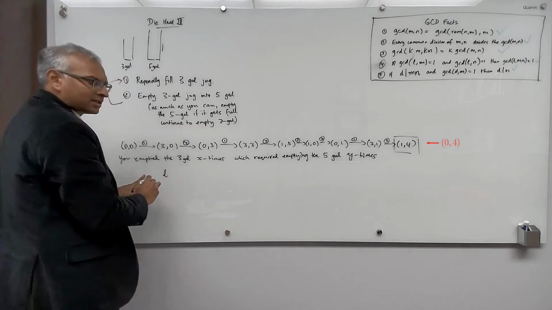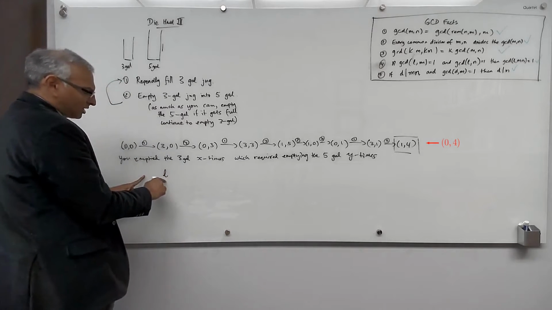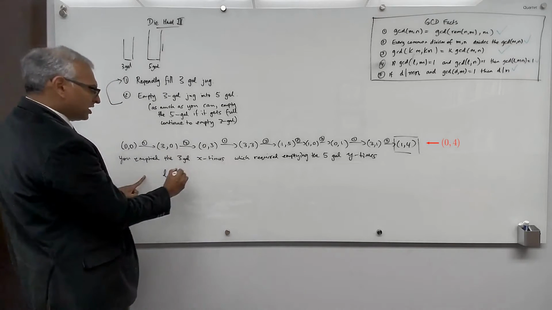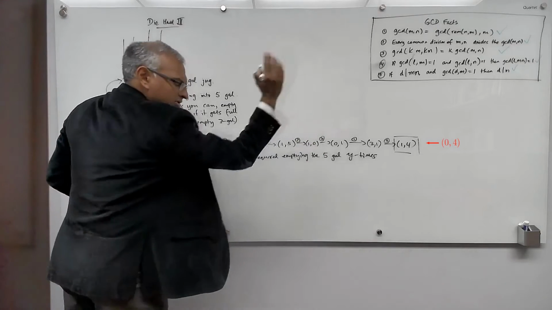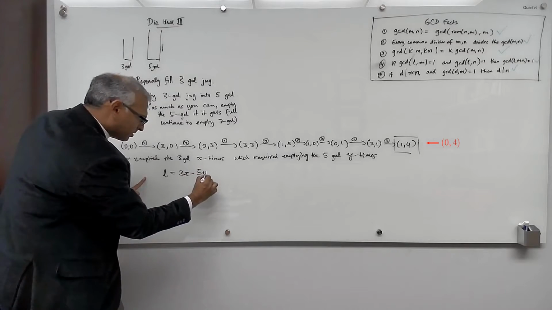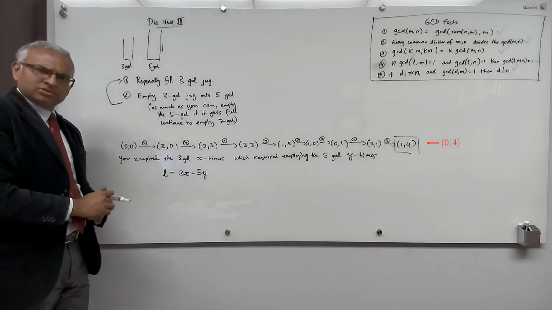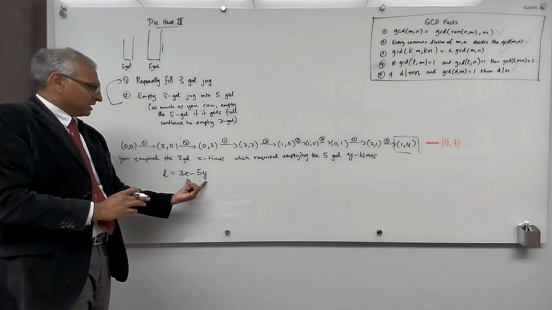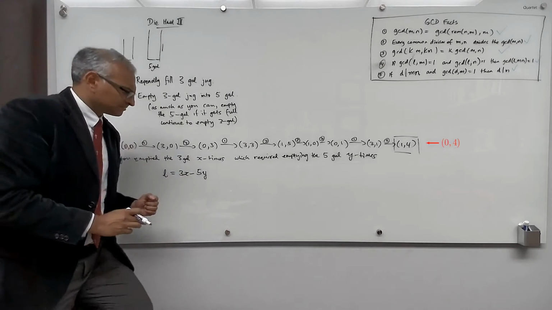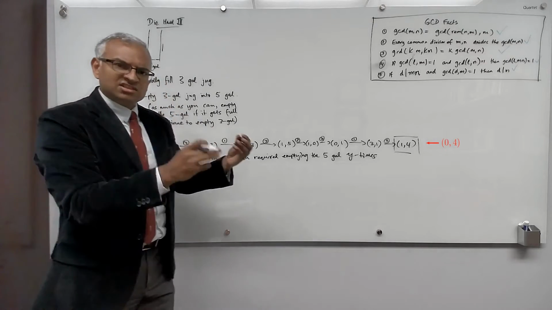So let's call that L, left water. The water left in the 5-gallon jug is how much you poured in, which is 3 times X, minus how much you sent out, 5 times Y. Okay, good. But wait, you look at this and say, well, wait a minute, you've got 3 and 5, and this is an integer linear combination of 3 and 5. And didn't we learn about that with GCD and Bezout?